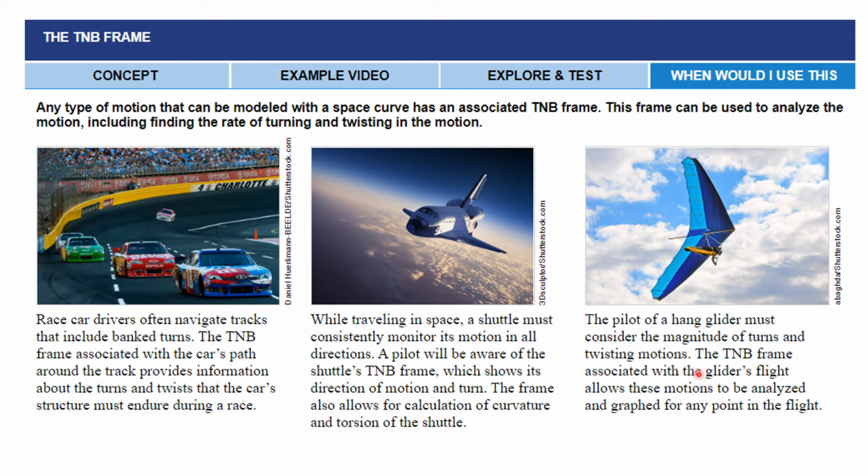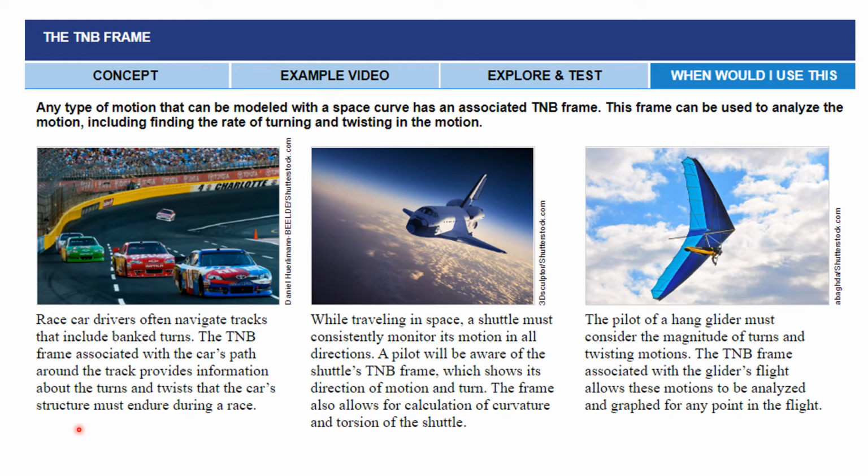So when would you use this? Well, any type of motion that can be modeled with a space curve has an associated TNB frame. This frame can be used to analyze the motion, including finding the rate of turning and twisting in the motion. And later on we'll talk about torsion as an additional component here.